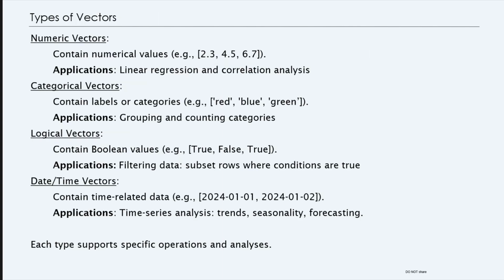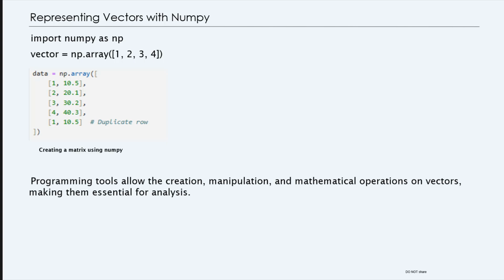So we will consider four types of vectors: numeric, categorical, logical, and datetime vectors. Each one has many applications as shown. For example, we can fit a model to a set of numerical observations or group data vectors that contain categorical values. We can also use logical vectors to filter data, and time series data is so important in many applications, including financial applications.